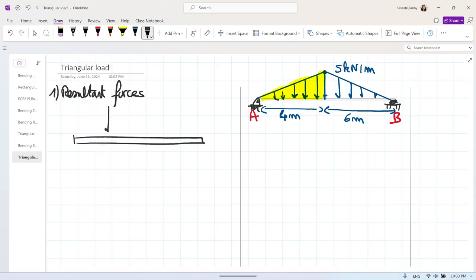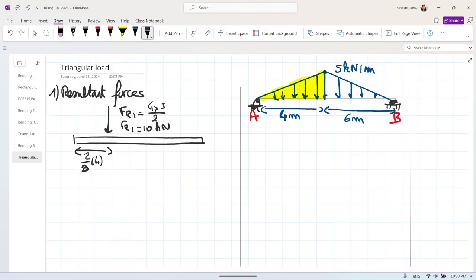So the first one, FR1, will be equal to the base times the height of the triangle divided by 2. So 4 times 5 divided by 2, that is equal to FR1 is 10 kilonewton. And the distance is at 2/3 from the tip of the triangle, so from A, or 1/3 from the base. So that will be at 2/3 of 4 meters. Okay, this is for the first one.